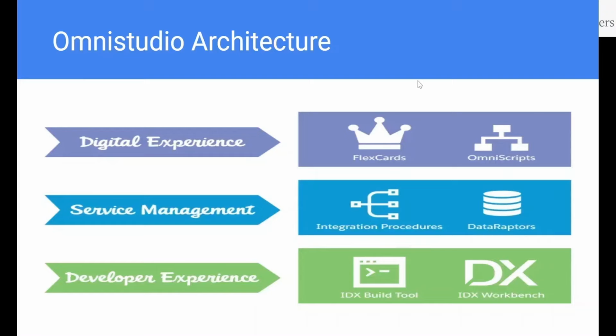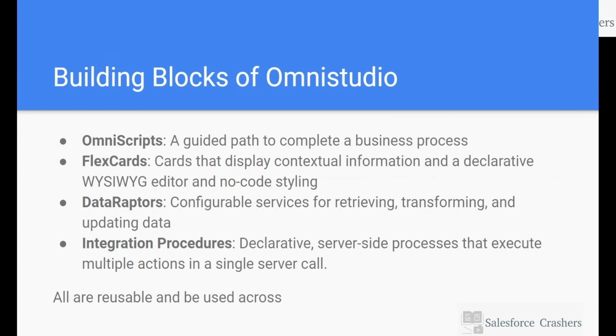Or for larger migrations or complex migrations, you can use your IDX build tool, or you can go with the IDX workbench, which is a desktop application that helps enable developers migrate data packs and the Salesforce metadata from one org to another. So the main building blocks of Omnistudio, which fit the puzzle of that, are these four: Omniscripts, Flexcard, Data Raptors, and integration procedures.